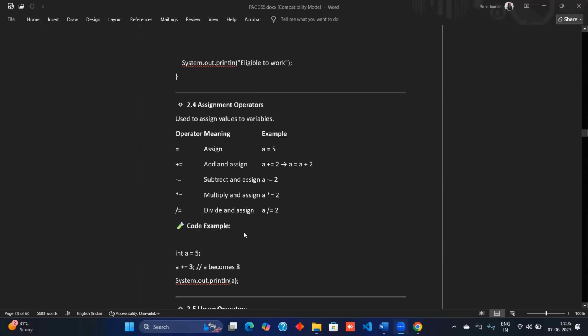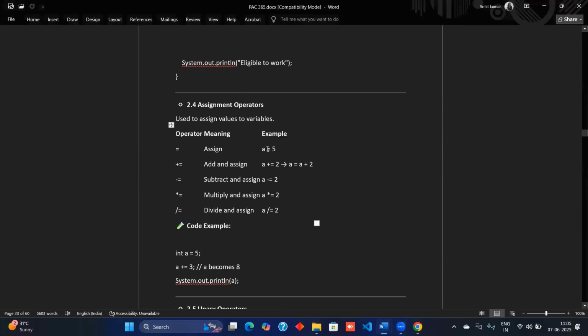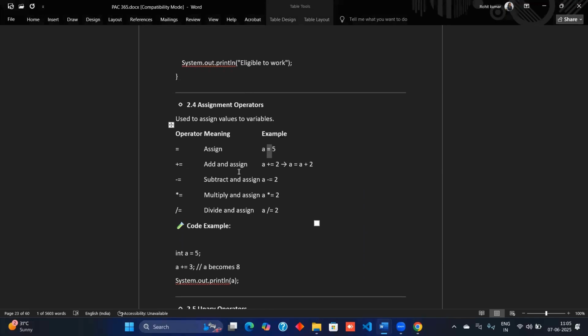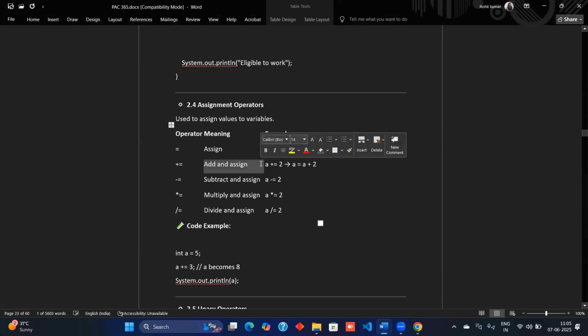Now the assignment operator. If we want to assign something to a variable, the equal sign is the assignment operator. If you want to assign a value of 5 to A, we do it with the assignment operator. Then plus equals adds and assigns: A plus equals 2 means A equals A plus 2.